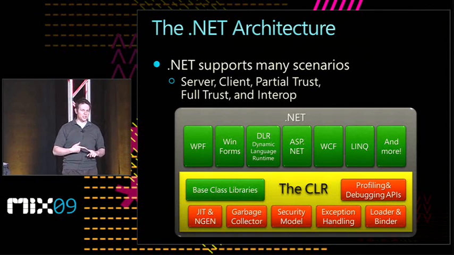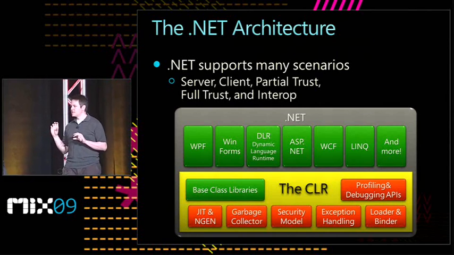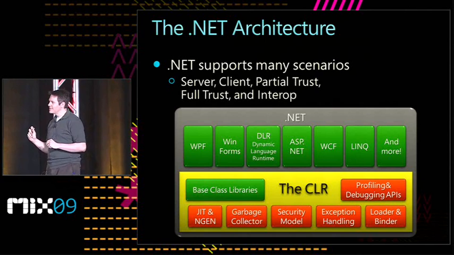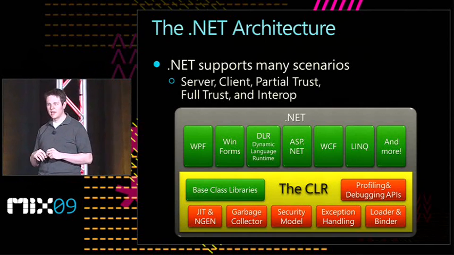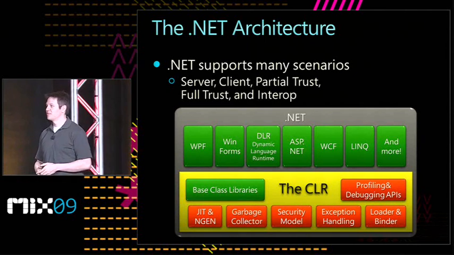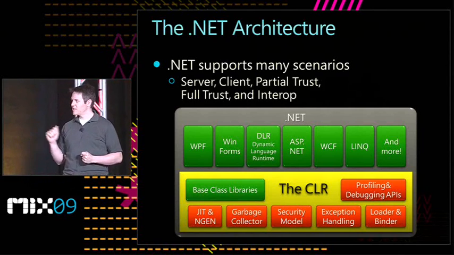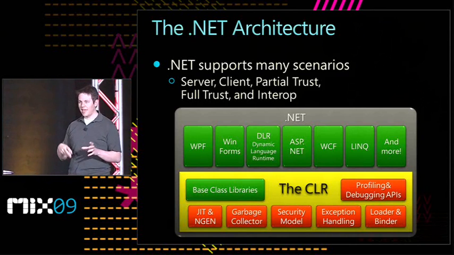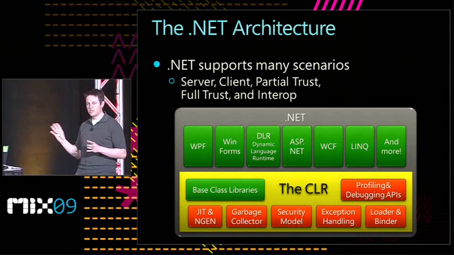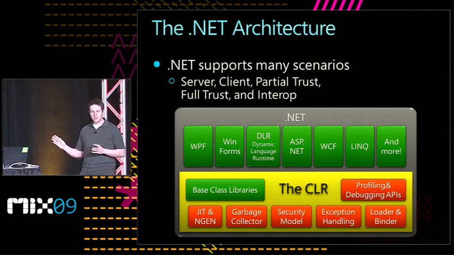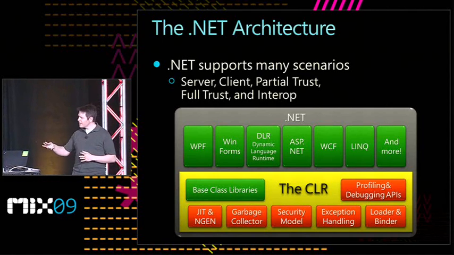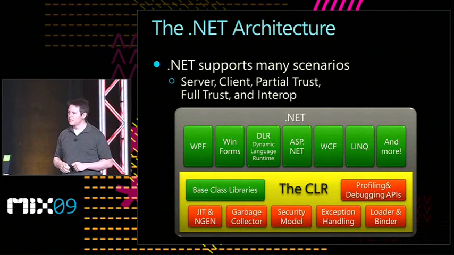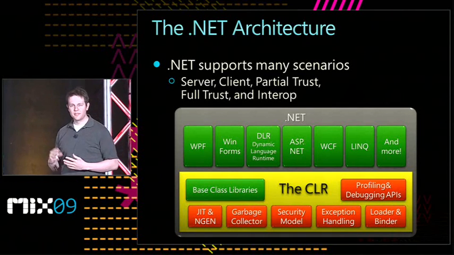It includes features such as the base class libraries, those types that are part of the common type system, as well as the collections and other things that are essential to really building fundamental programs. We have the just-in-time compiler, an NGen service that helps us with load time by caching the results of our JIT compiler, and garbage collector, a security model, exception handling, our loader and binder, which really focuses on versioning, and of course our developer APIs.